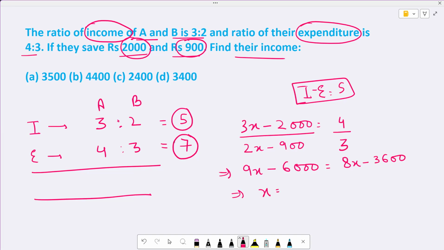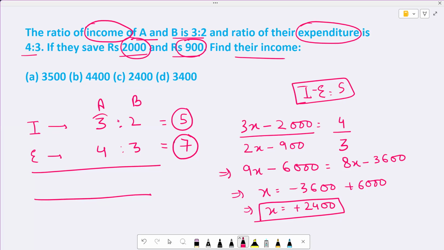So we'll get x here. X is equal to minus 36 plus 6,000. Now from 6,000 if we subtract 3,600 we get 2,400. Right? So which means that x is equal to 2,400 and therefore the income of A will be equal to 3 multiplied by 2,400.